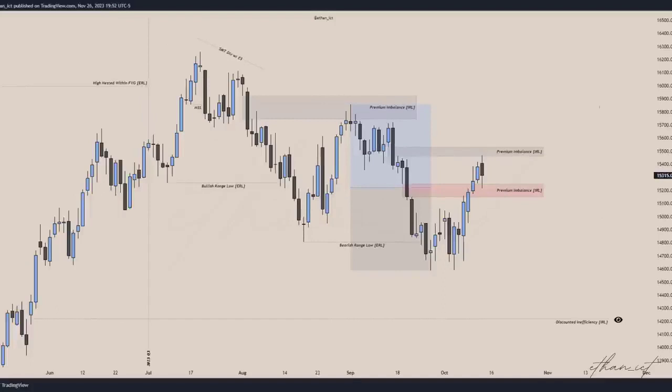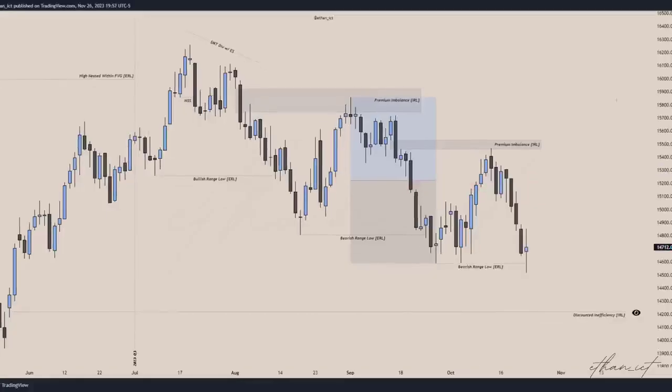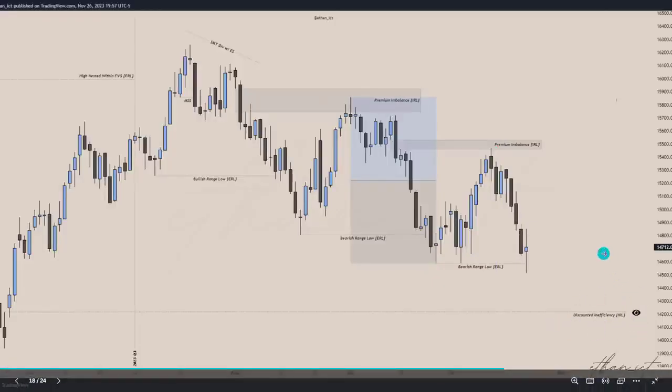Okay, so now that internal range liquidity has been tapped into, which would be depicted by the higher premium imbalance within a bearish dealing range, in this case, what do we look for? Right? Because we took internal range liquidity, now what are we looking for? And again, that external range liquidity, which would be depicted by the bearish range low, right? So in this case, we tapped into the internal range liquidity, and we're looking for that external range liquidity until we trade into our monthly drawn liquidity.